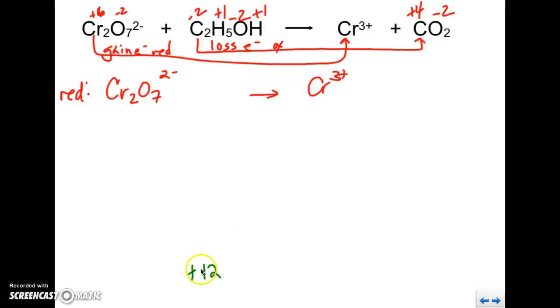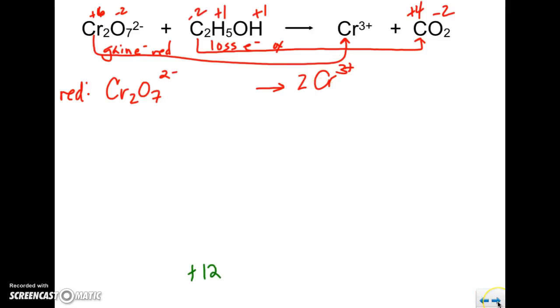So the first thing I'm going to do is write my reduction reaction. Then I'm going to go through those steps to balance this reduction half reaction. First step says balance elements that are not hydrogen and oxygen. Here I've got 2 chromes, here I only have 1. So I'm going to put a 2 in front of the chrome on the product side.